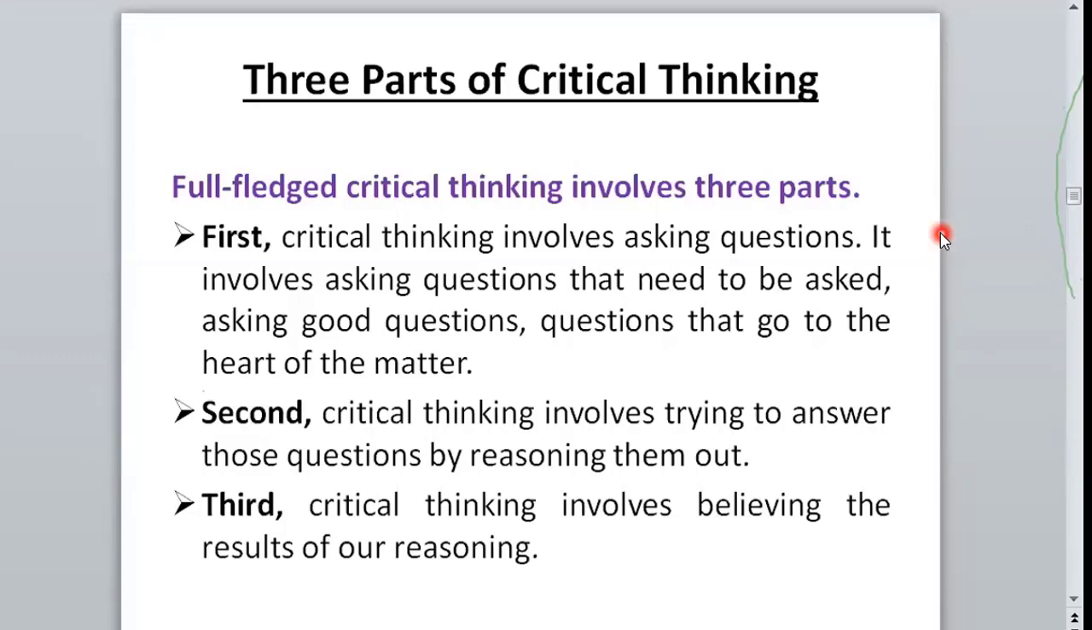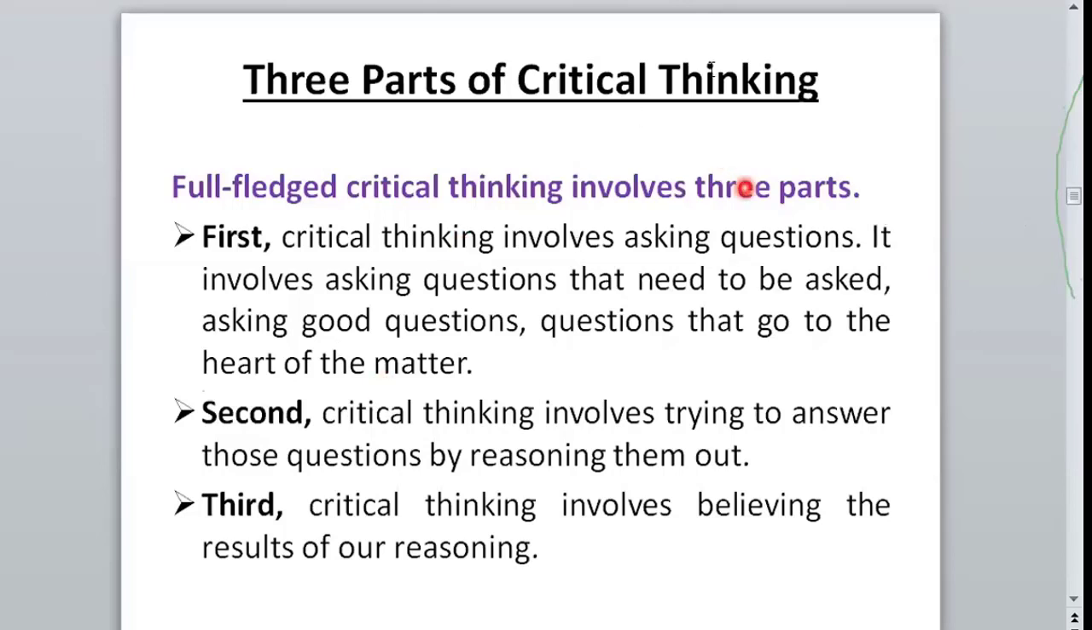Not just any questions. Asking good questions is somewhat ambiguous, but it means questions that will clarify the fact we are investigating. Questions that go to the heart of the matter. Questions that will add something to that issue. That is the first part of critical thinking.